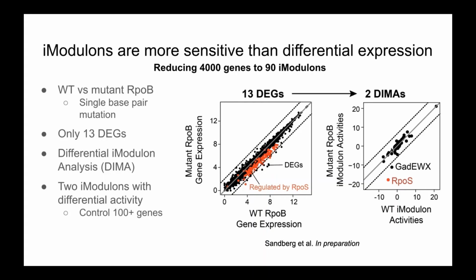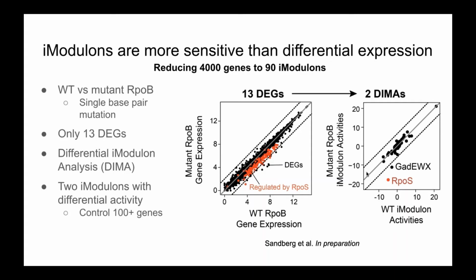And the only way that we were able to capture this small shift is because differential expression analysis only compares two conditions, versus differential iModulon analysis uses shared information from hundreds of data sets to characterize these different strains.